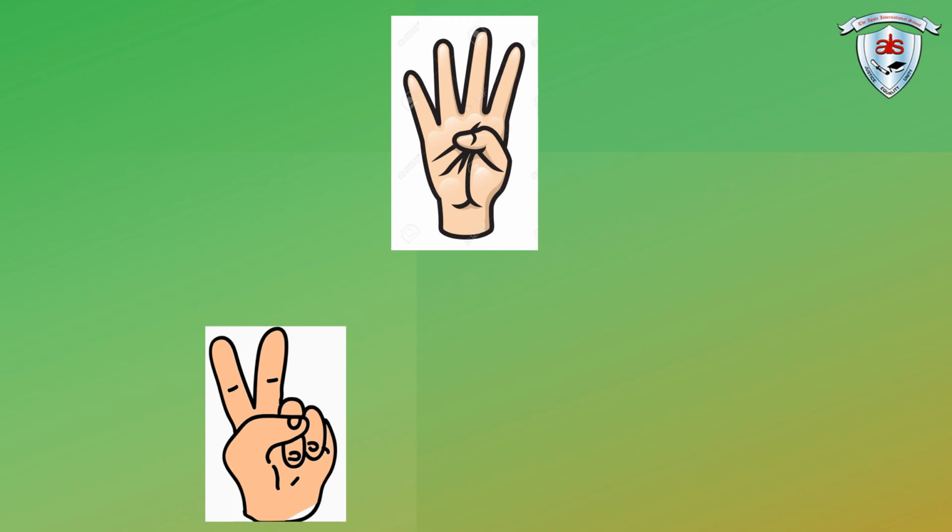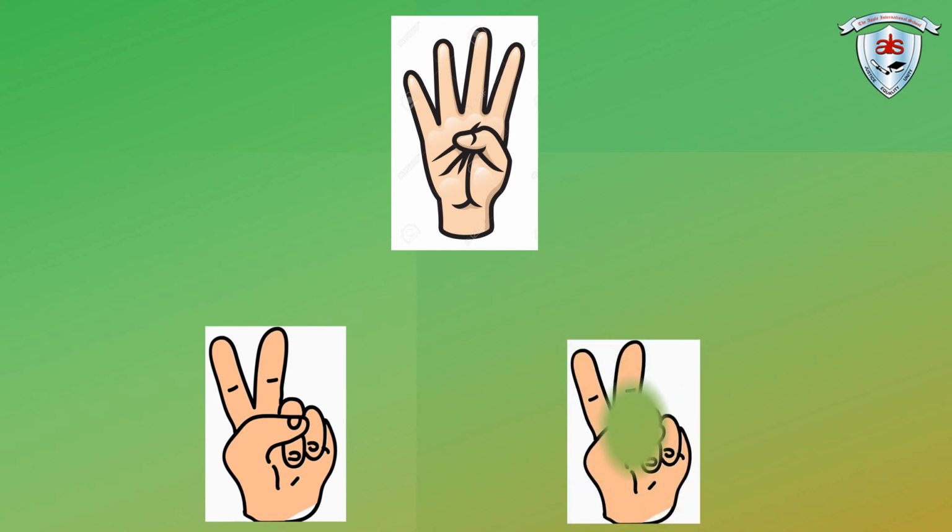How many fingers are you going to use? Yes, you're right. You are going to use 2 fingers in another hand. So 2 and 2 makes 4. Perfect. Well done. Let's go to the next number.